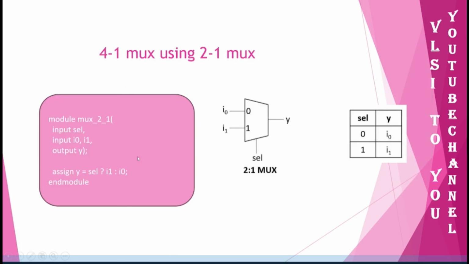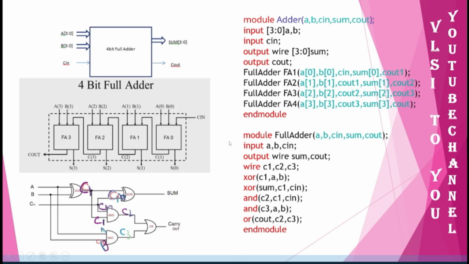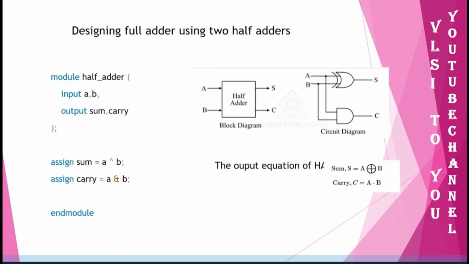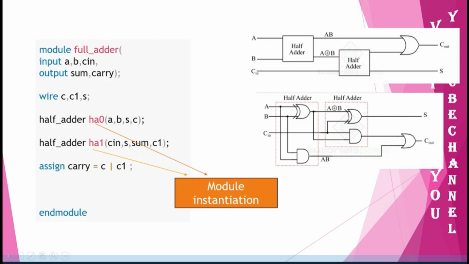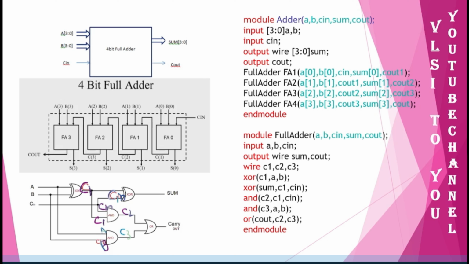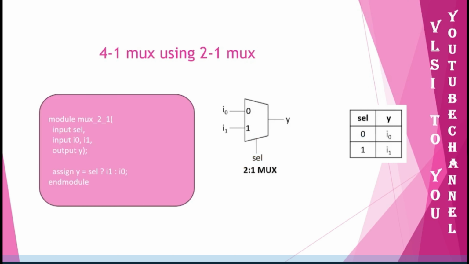Here I didn't mention the test bench for any of this, because whether it is a 4-bit full adder or not, the test bench is going to be the same. Since it is a full adder, you have 2 power 3 combinations. Since it is a 4-bit full adder, based on that you will have the inputs. You can pass any number of inputs you require.